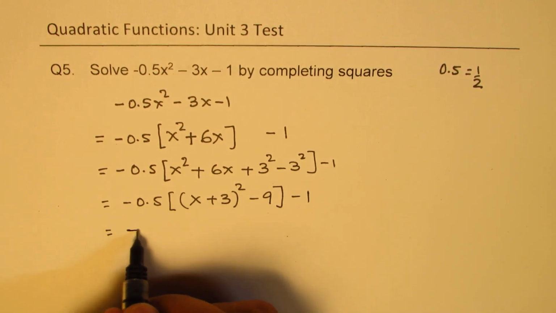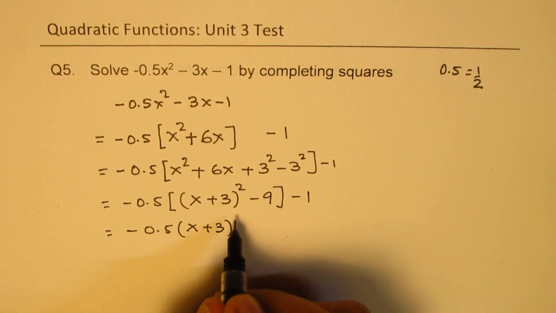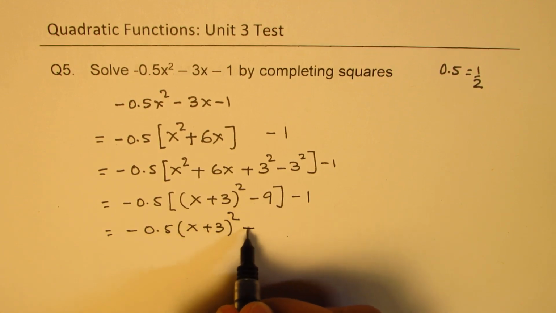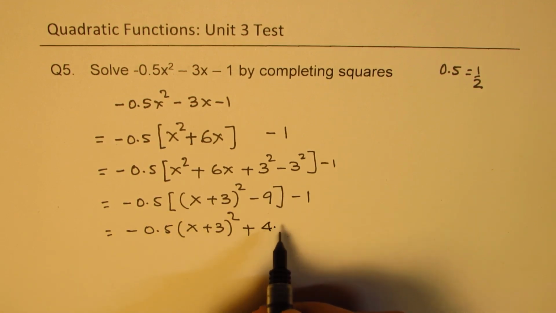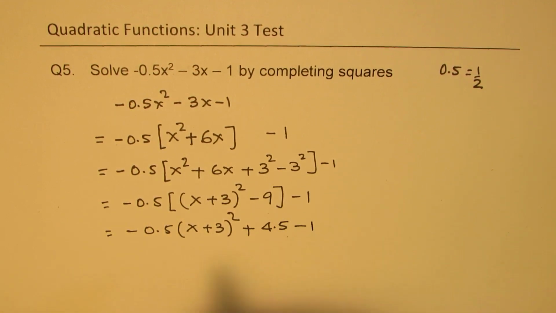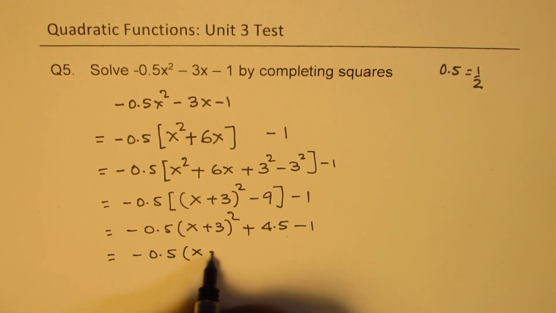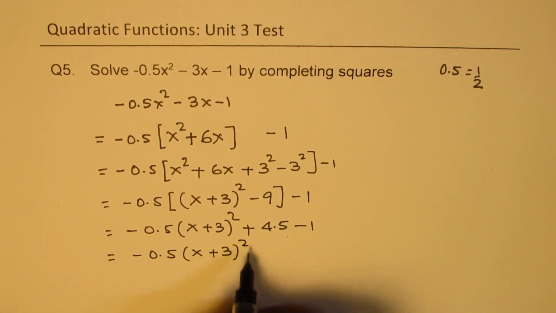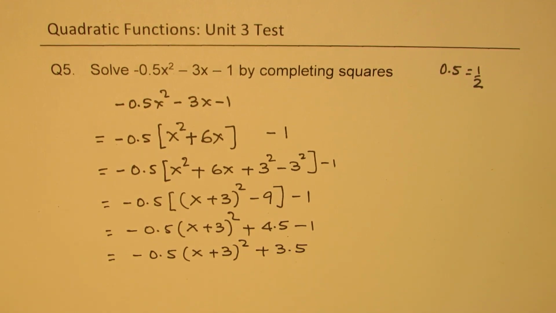Now we can open the bracket. Minus 0.5 (x plus 3) whole squared. Minus and minus becomes positive. Half of 9 is 4.5, and we have minus 1. So we get minus 0.5 (x plus 3) whole squared, and that is plus 3.5. Is that clear to you, right? So we have done this particular solution.